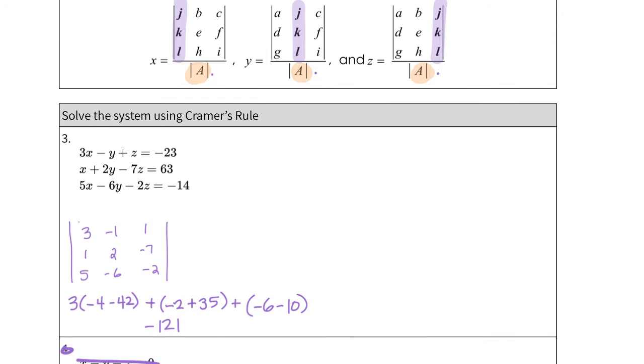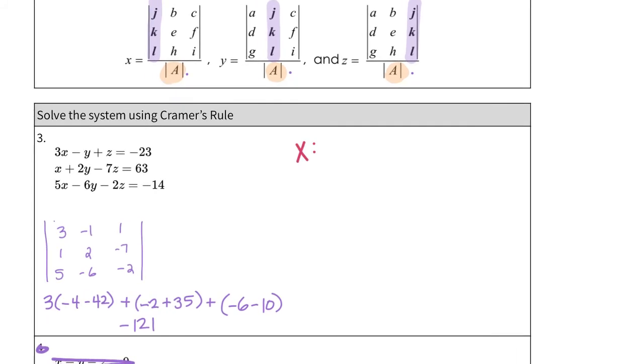So let's start with X. If I wanted to find X, I'm going to look at this 3x3 matrix that we had come up with, but instead of these numbers in the X column, we're going to replace it with -23, 63, -14. The other 2 columns are going to stay the same. So let me just rewrite those.